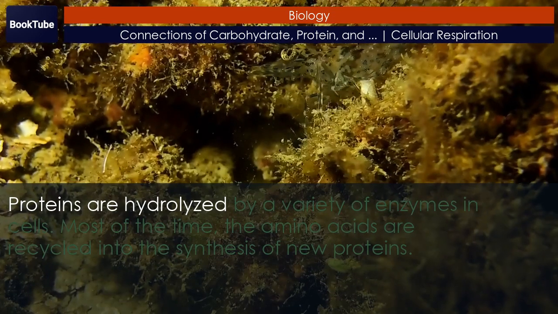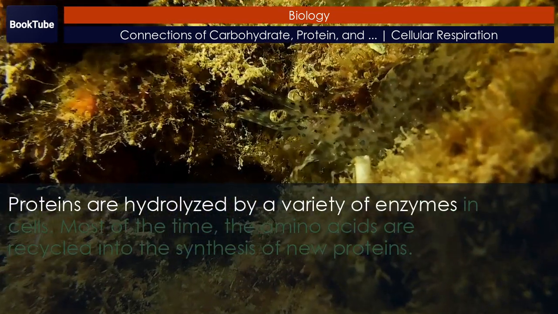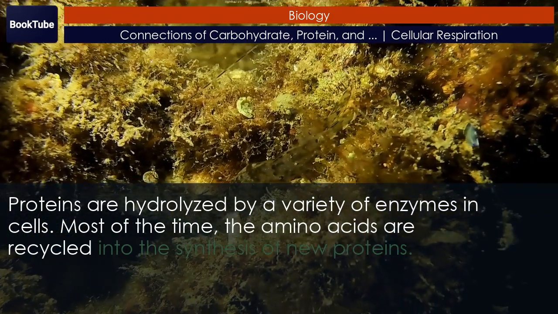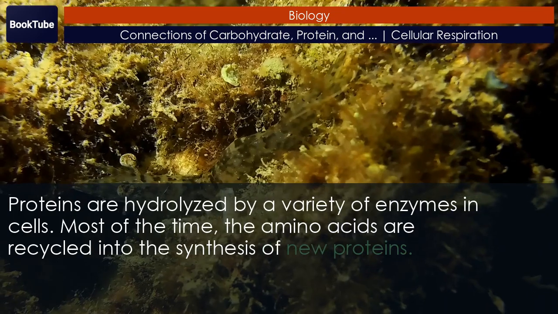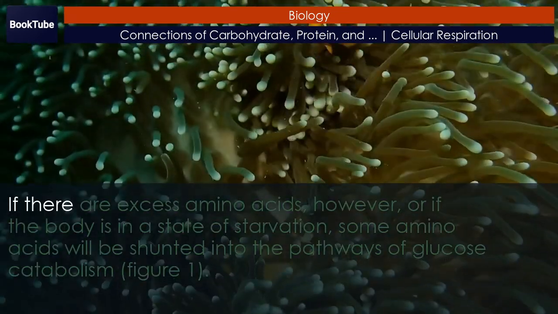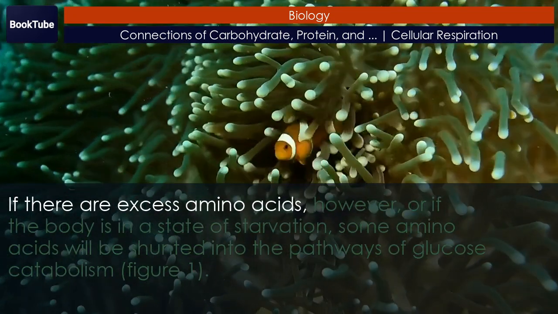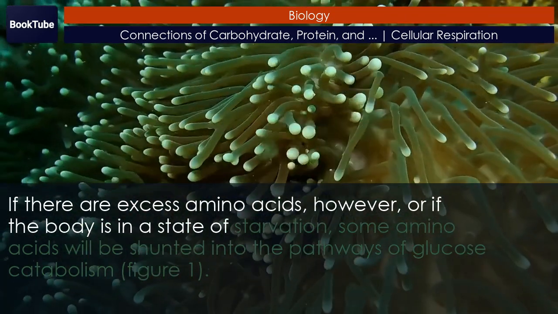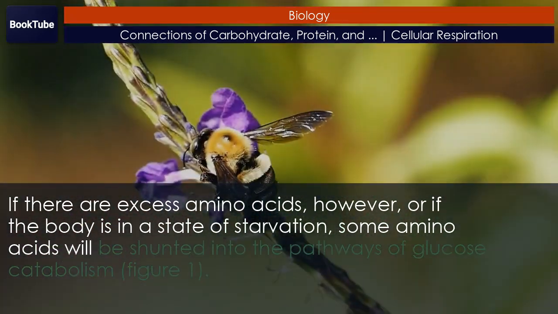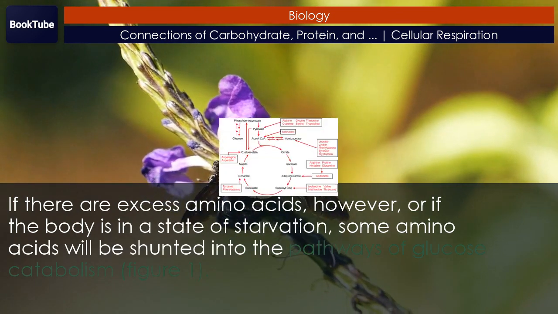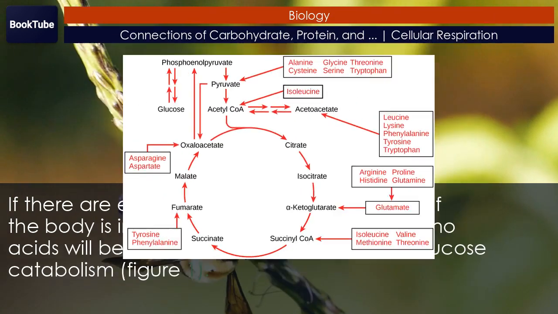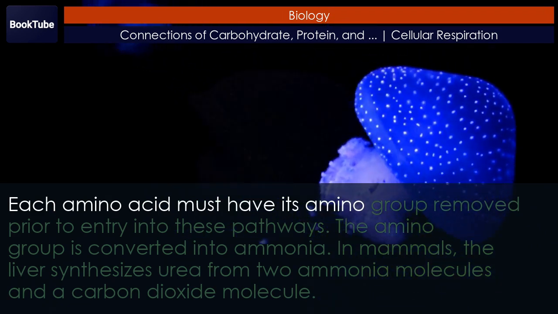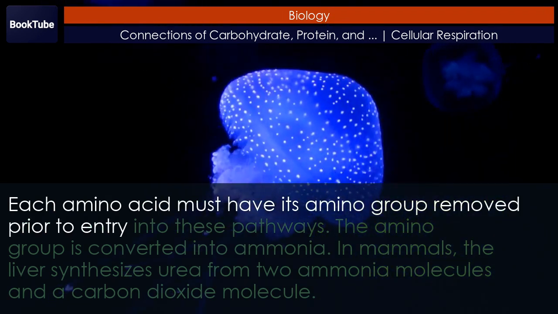Proteins are hydrolyzed by a variety of enzymes in cells. Most of the time, the amino acids are recycled into the synthesis of new proteins. If there are excess amino acids, however, or if the body is in a state of starvation, some amino acids will be shunted into the pathways of glucose catabolism. See Figure 1. Each amino acid must have its amino group removed prior to entry into these pathways.